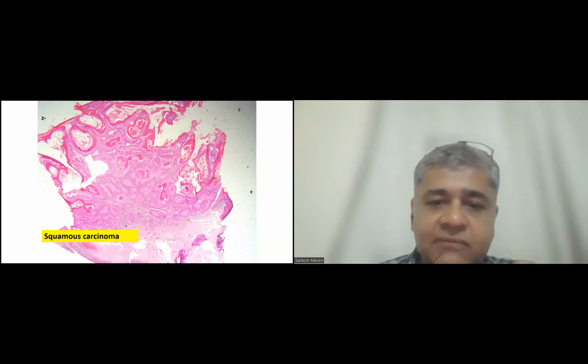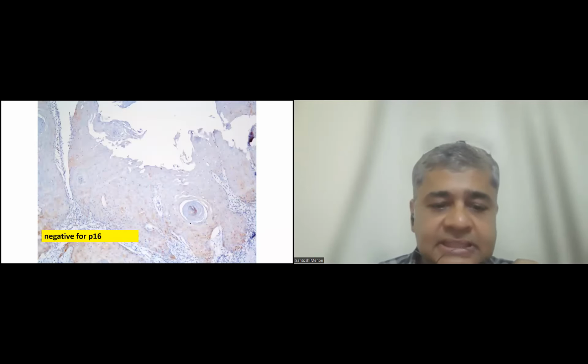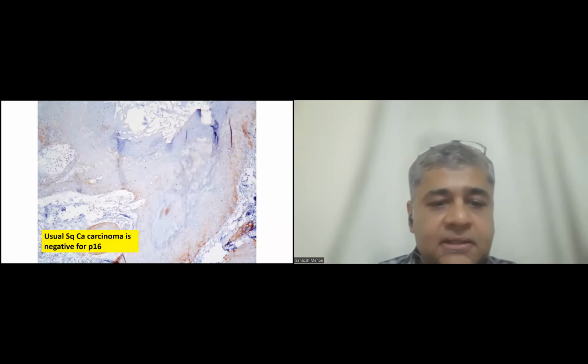You may have this very hyperplastic, verruciform looking tumor which can grow, but the striking keratinization of the usual squamous carcinoma is very easily visible. The usual squamous type carcinoma is negative. You can have this patchy kind of staining here and there, which is interpreted as negative for P16. And that's how this is under the HPV independent classification.